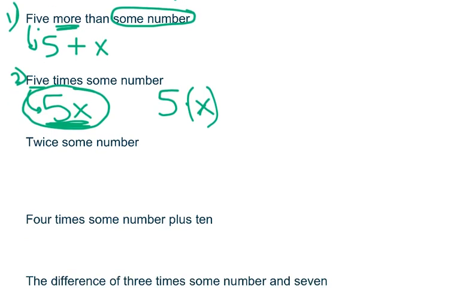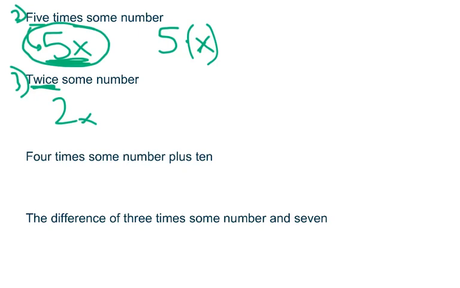All right, something else that throws off some students, twice some number. That's just 2x, 2 times a variable. And so sometimes students get thrown off by twice. Like, what does that mean? So that just means 2.